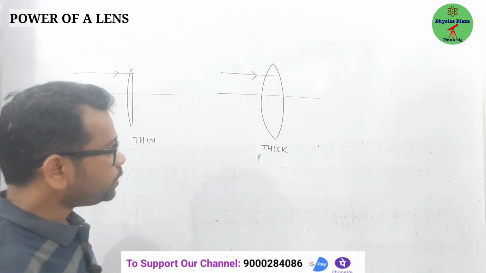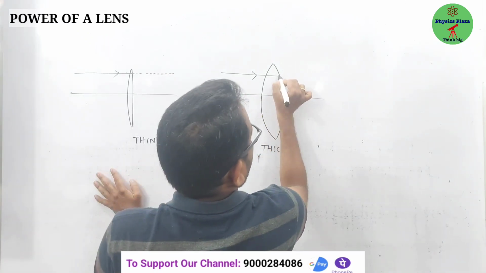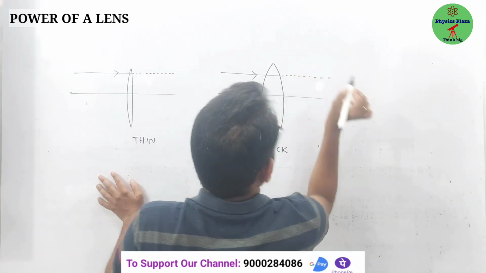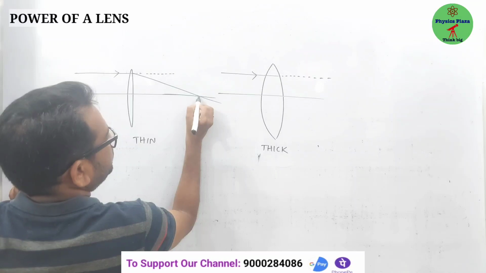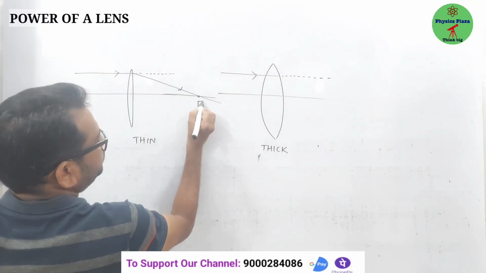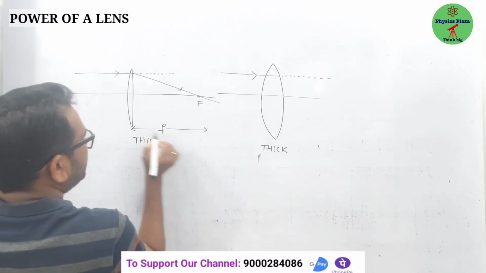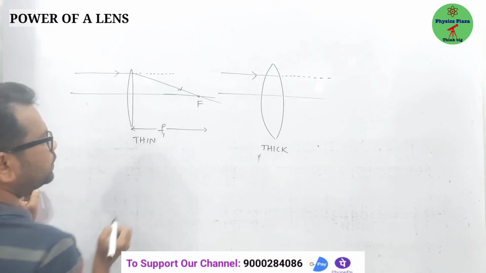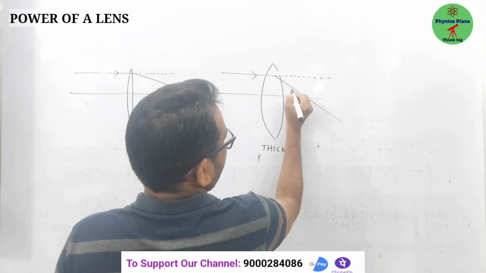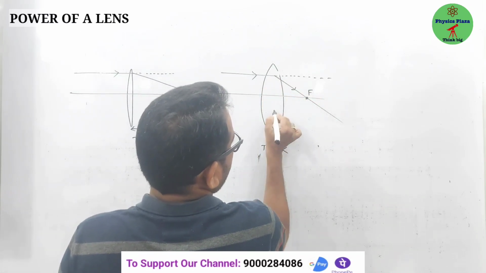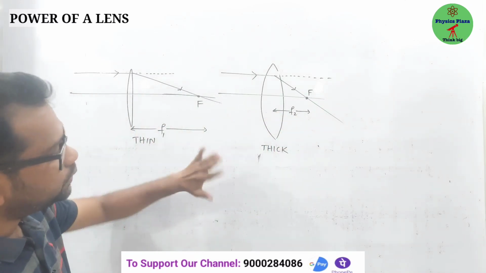Now, actually, this ray had to go like this, and this ray also had to go like this. In both cases, we notice it will go like this. Hence this is the focus, and there is a focal length. Let us say F1 is the focal length of the thin lens, and here it is noticed that this is the focus, so F2 is the focal length of the thick lens.